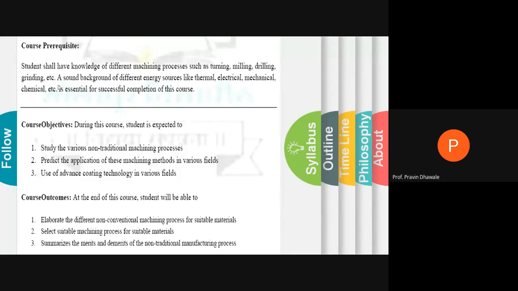machining processes. Thermal is related to heat energy. Electrical is related to electrical energy or electrical current, which will be converted into heat. Mechanical energy is related to vibrations and to processes like erosion, friction, wear and tear. Chemical is related to chemical reactions that are useful to remove the material. So while studying non-conventional machining as a subject, students must have knowledge of the different machining processes and different energy sources. Are you getting this point? Okay. Is it clear?